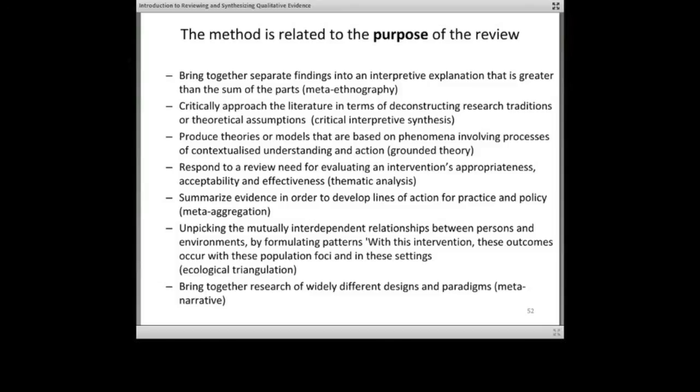It's an approach that mirrors the linear approach of quantitative reviews and summarizes evidence in order to develop lines of actions for practice and policy. But there are many more complex review types that try to unpick relationships between persons and environments, and that try to formulate patterns. For example, with such an intervention, what sort of outcomes will I expect, and how does that link into different populations, for example on the level of gender or different settings, schools, hospitals, and so on. There are also approaches that bring together research of different designs and paradigms. Meta-narrative is an approach that caters for quantitative as well as qualitative basic research, for example.